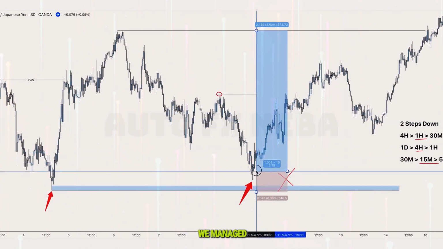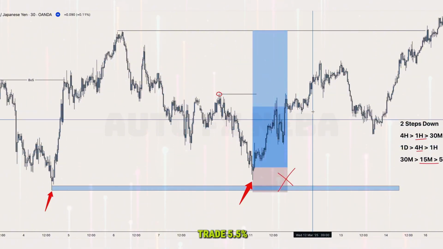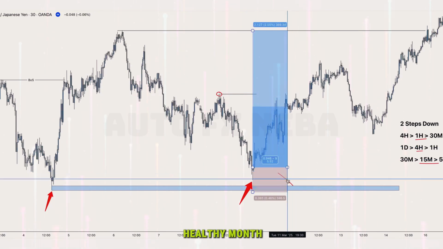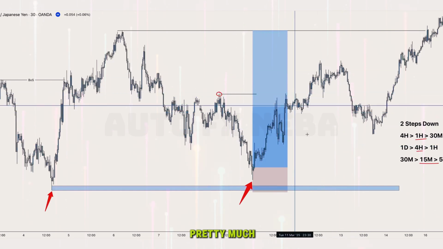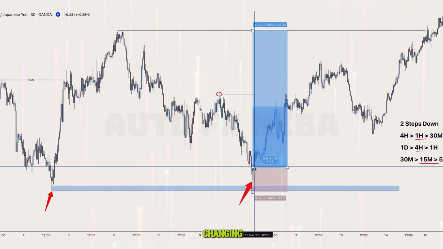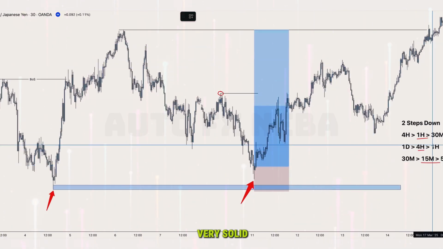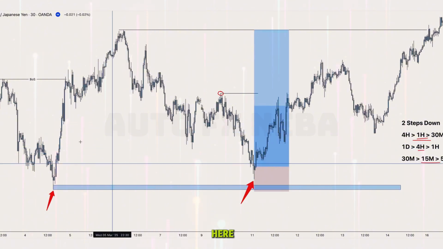You saw from this position, we managed to add 2% onto the trade. If you can do a 5% trade, 5.5%, that is all the profit you need for a very healthy month of trading. Taking a trade from 3 to 5.5 and pretty much doubling the returns by simply changing your entry to a slightly lower time frame is definitely very solid, and you don't want to get too greedy and take it too far.